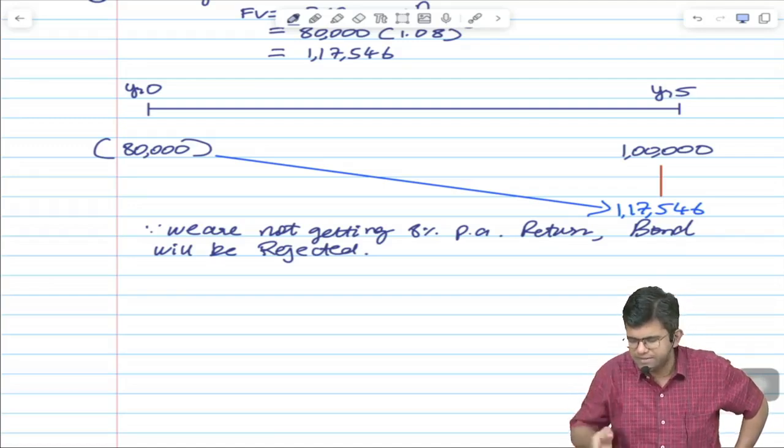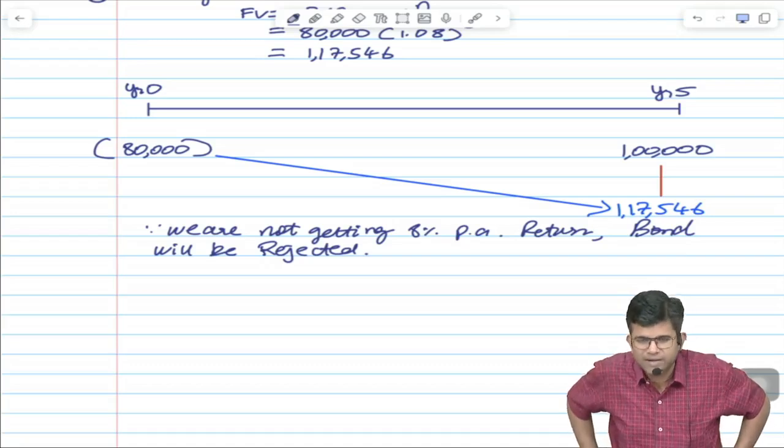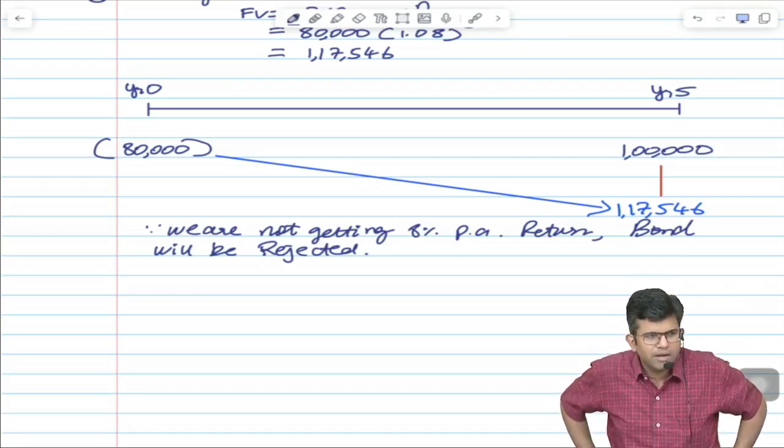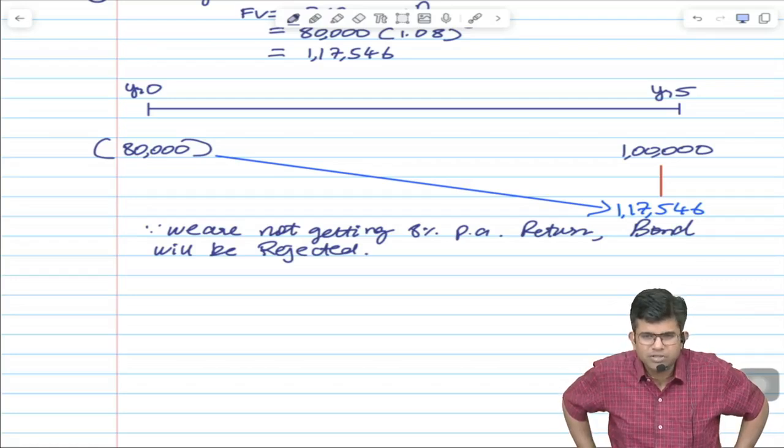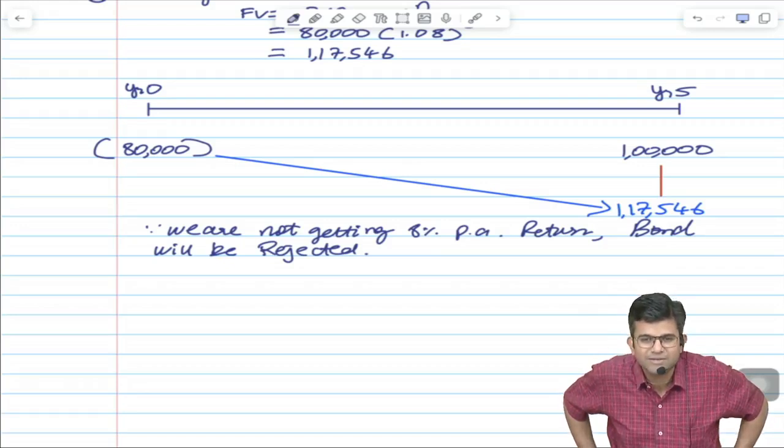Actually, you don't need to calculate. Very simple number. Can I say 117,546 minus 1 lakh? Do you realize, 17,546? Now look at me. Tell me which of the following two sentences is correct. Statement 1: Oh no, I lost 17,546. Statement 2: Oh no, I am getting profit, but my profit is not as much as I want. It is less by 17,546.